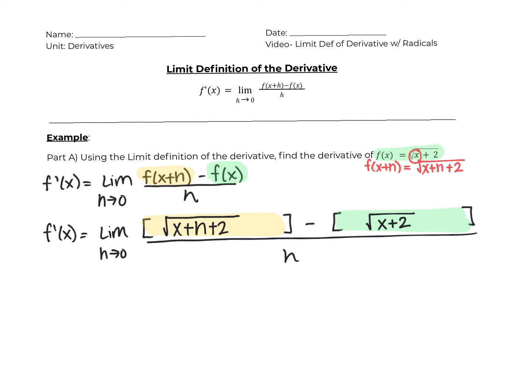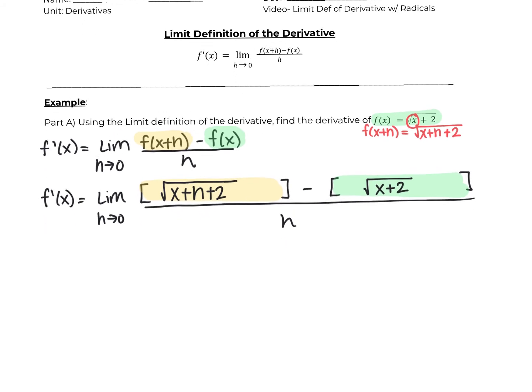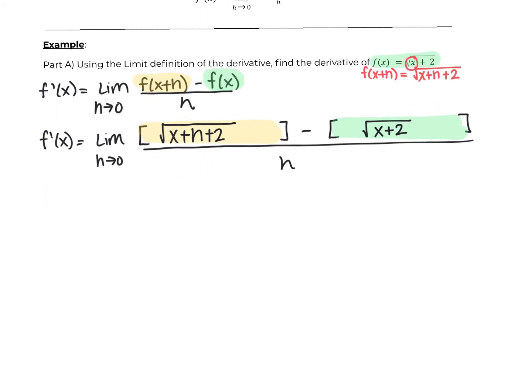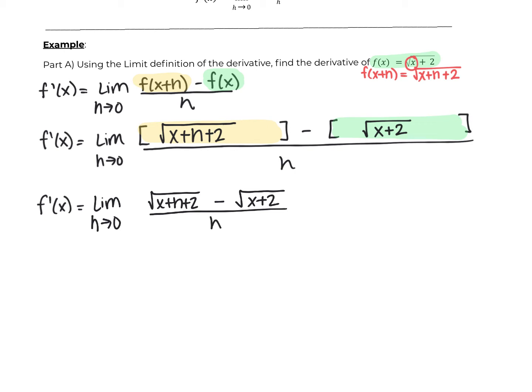So now, if we did direct substitution and we plugged in h as 0, we would get 0 over 0, and that wouldn't work. So we have to think a way out of this. You've already done this before with numbers and radicals. You have to use conjugates. So I'm just going to rewrite this so that we have room to simplify. So we have the limit as h approaches 0 of rad x plus h plus 2 minus rad x plus 2 all over h.